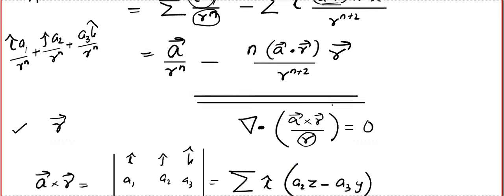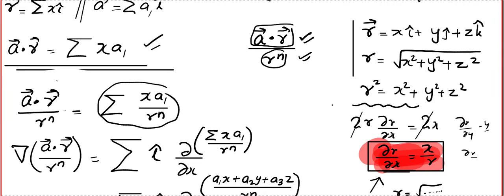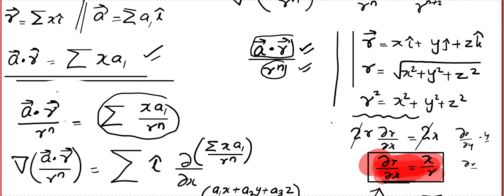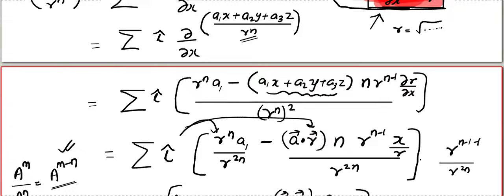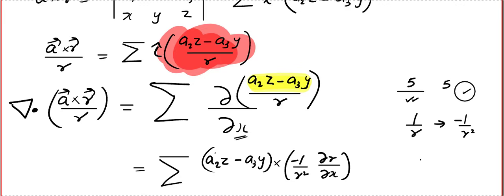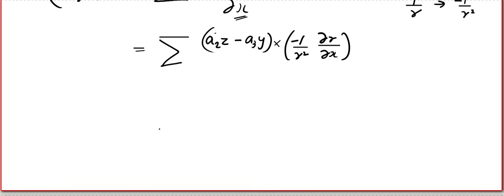In examination, if they ask the question, you have to first prove this. Can you see this red color stuff? Dou r by dou x is x by r. You have to prove it, because in examination, there will be only one question. Yeah. So this will be sigma.